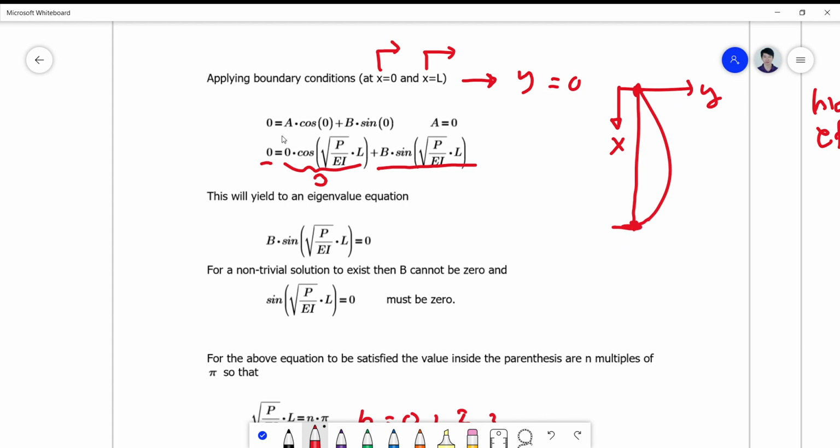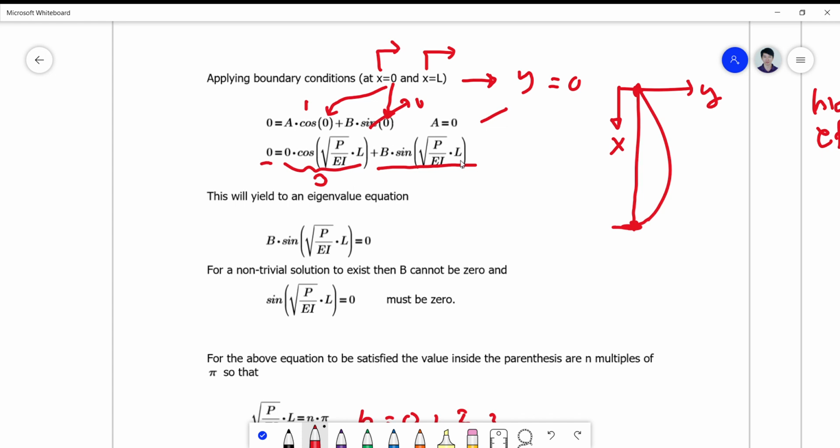So we simply say 0 is equal to A cosine of 0, plus B sine of 0. So you substitute the value of 0 here and 0 here. You get A cosine of 0 is 1, B sine of 0 is 0. So A is equal to 0. And then you substitute here L. At L, this is square root of P over EI L, square root of P over EI L.